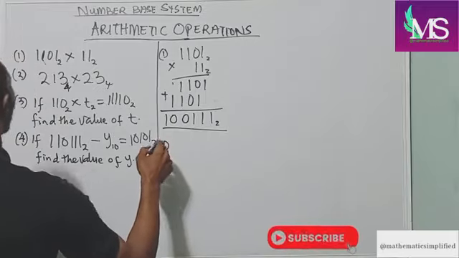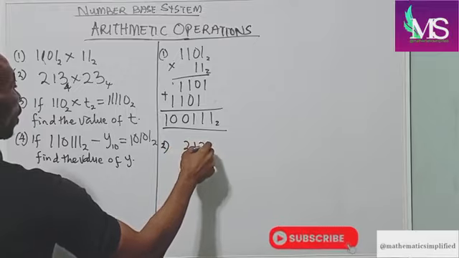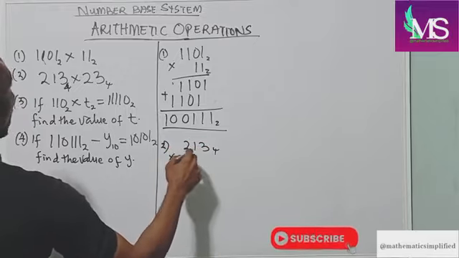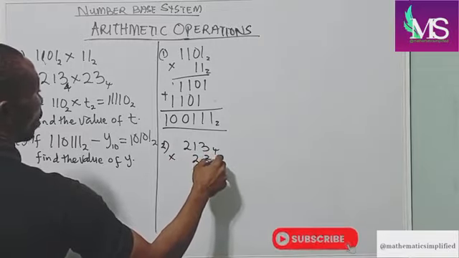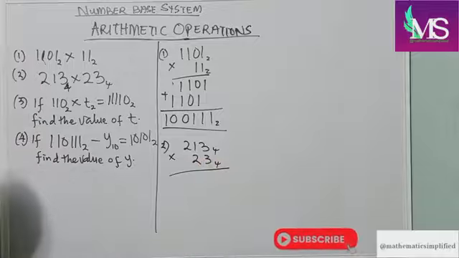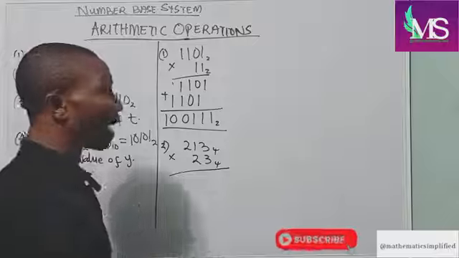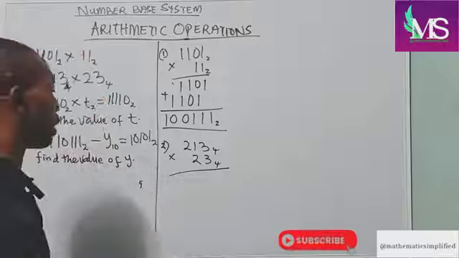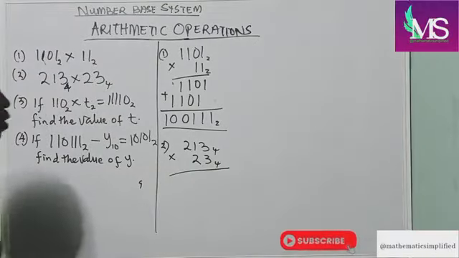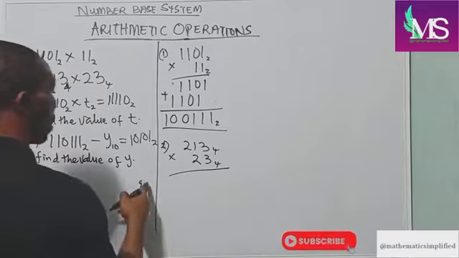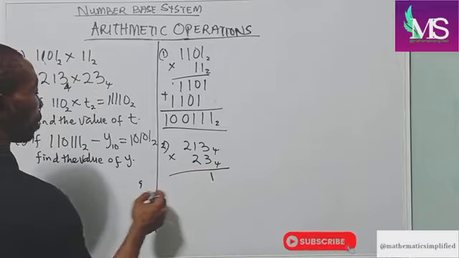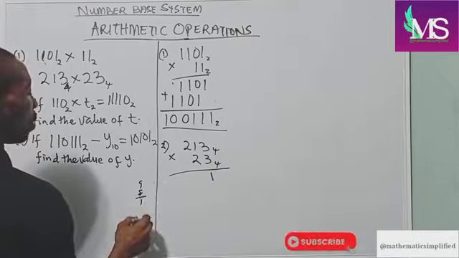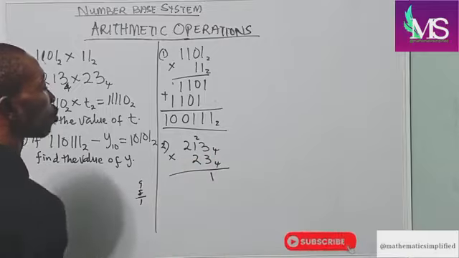So question 2, we have 213 base 4 times 23 base 4. Okay, 3 times 3 is 9. Okay, so 9, how many times will 4 go into 9? That is 2 times 8. 2 times 4 is 8. 9 minus 8 will give us 1. Okay, will give us 1, carry 2.